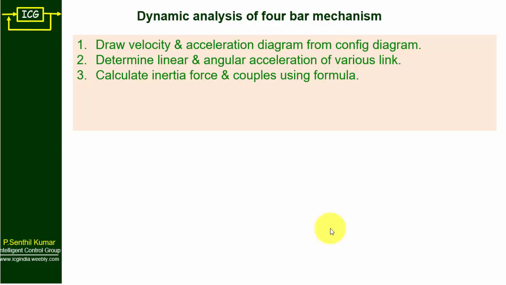So how do you find the force acting on link using velocity and acceleration? Force equals mass into acceleration. Acceleration we are getting from step number 2, mass constant. When you multiply mass with acceleration, you will get the corresponding force or torque.